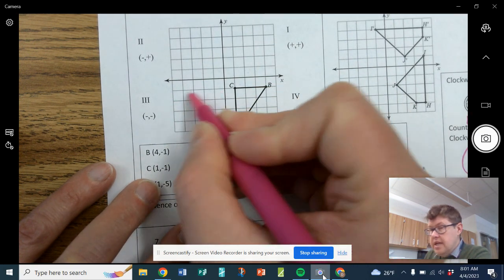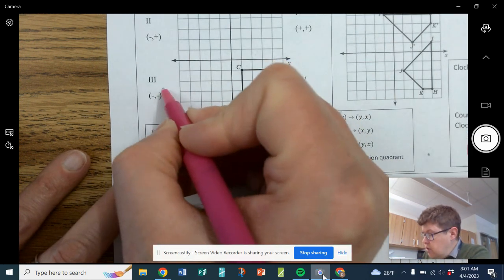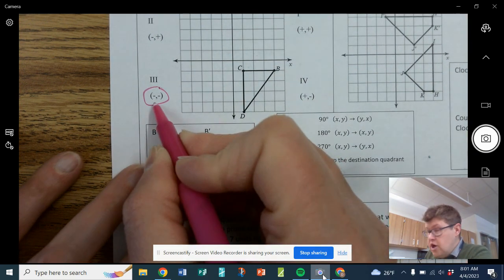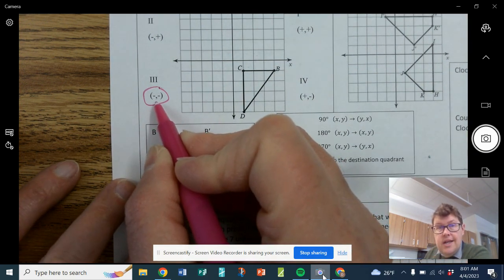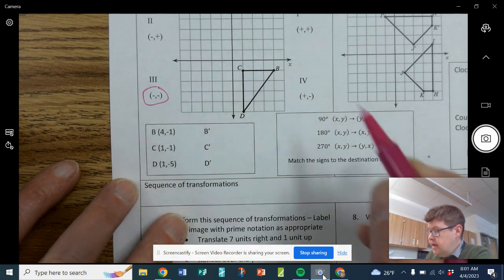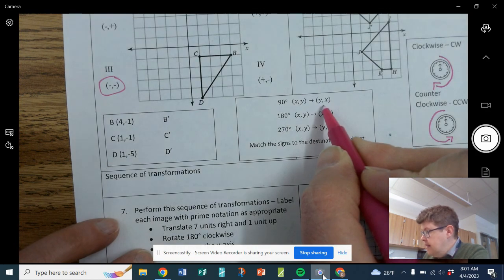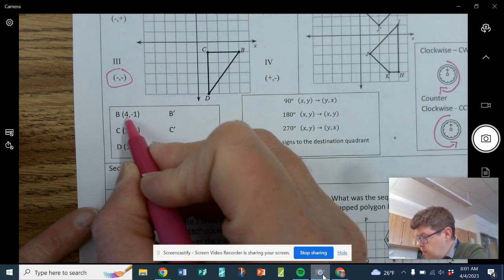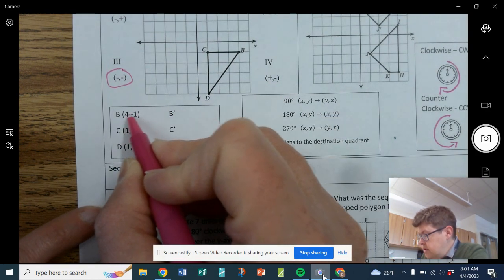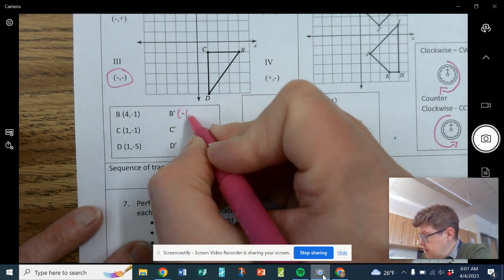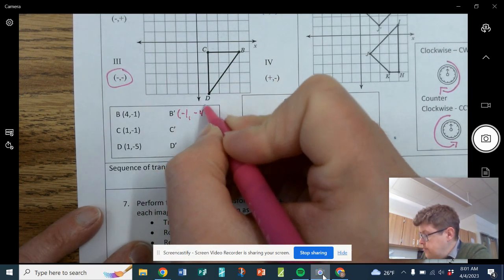So I know it's going to be in quadrant 3. So I know that I'm matching the signs to the destination quadrant. I know both my X and Y are going to be negatives, okay? And so for a 90 degree, I flip-flop my X and Y. So I've got 4 and -1. I switch those around, and I make them both negative. So B prime becomes -1, -4, okay?